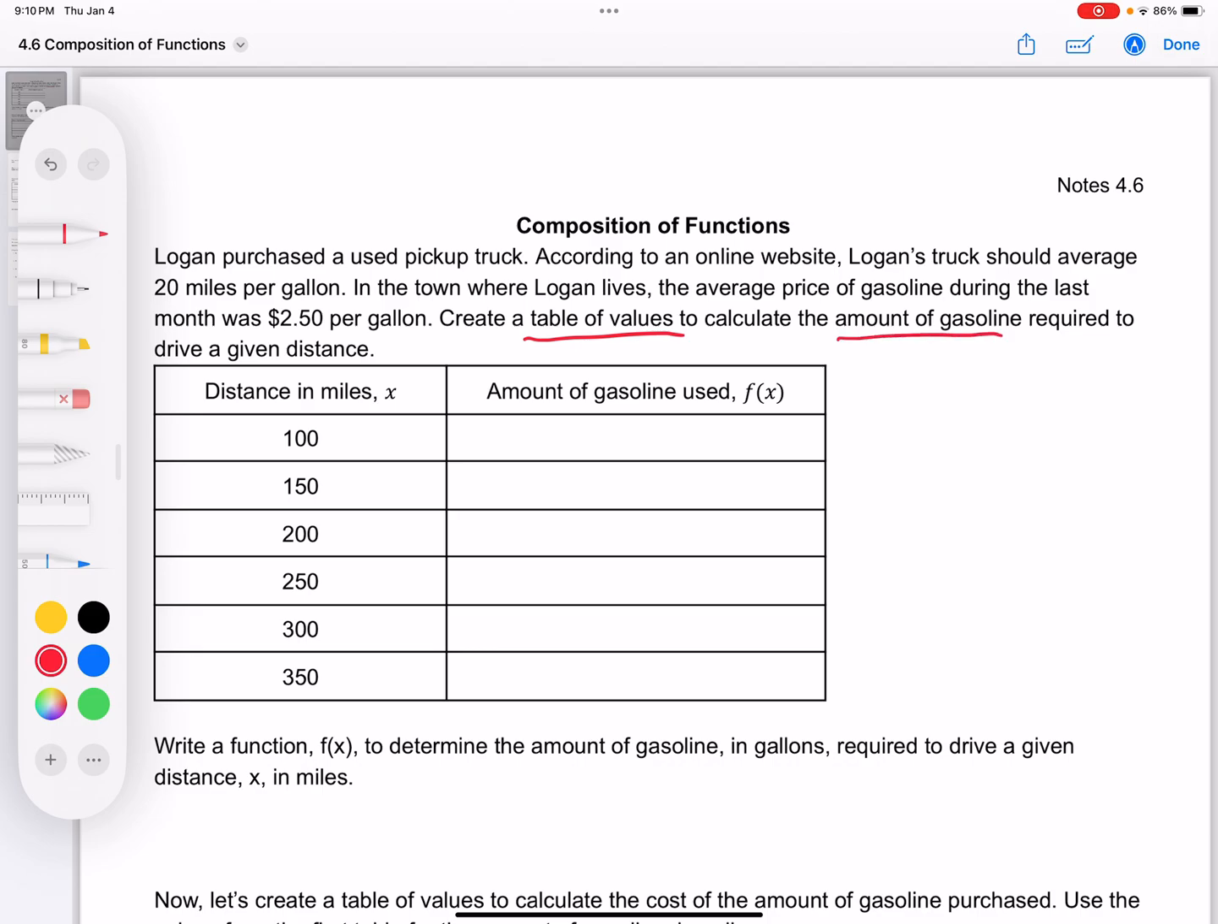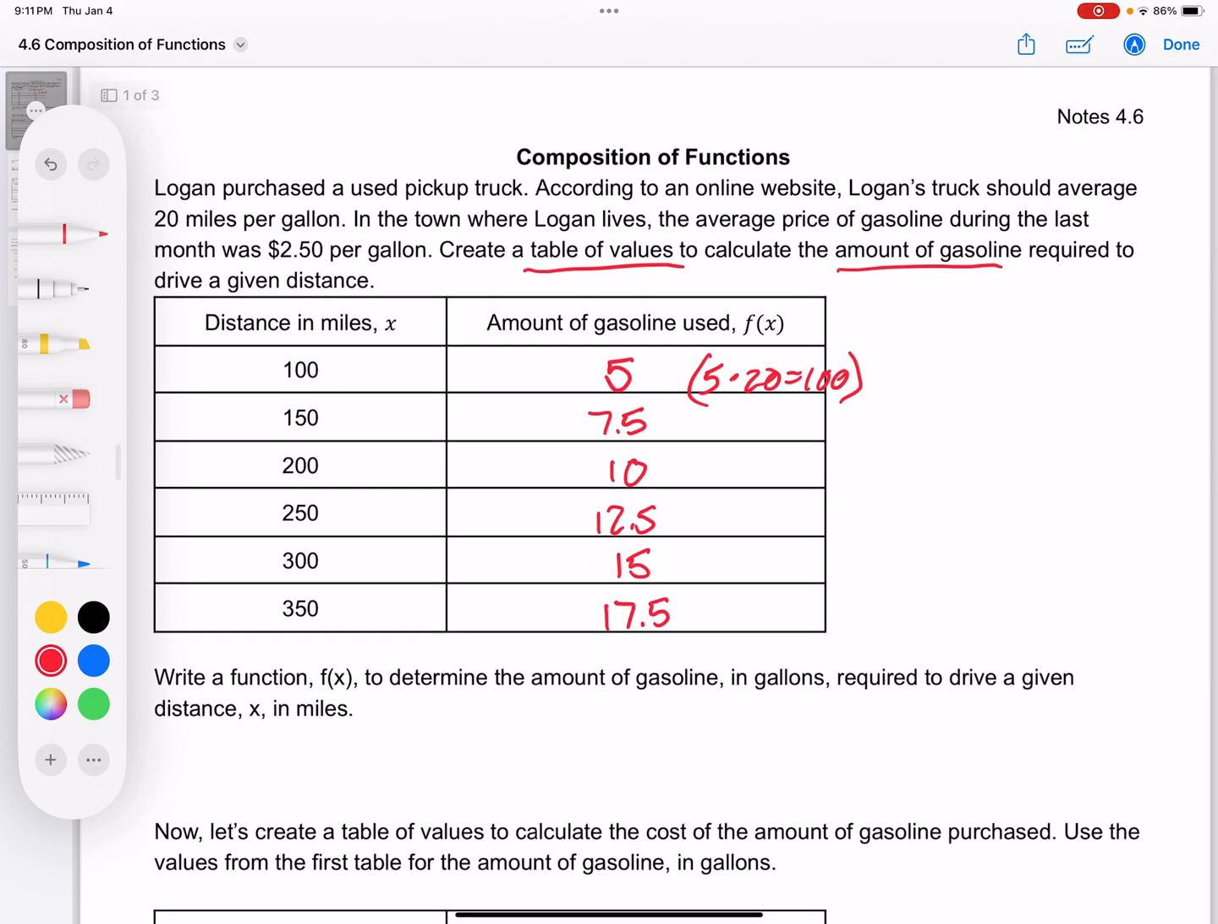All right. So if we're going to go 100 miles, you get 20 miles per gallon. That would take 5 gallons because 5 times 20 equals 100, right? So 150 is 7.5. 200 would be 10. 250 would be 12.5. 300 would be 15, and 350 would be 17.5. So that's how many gallons we would use.